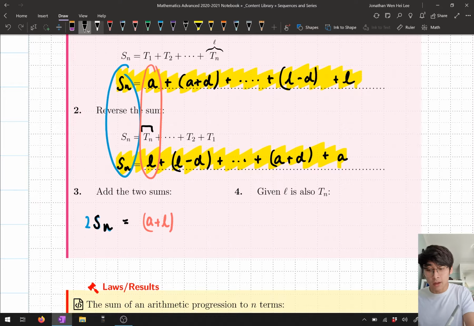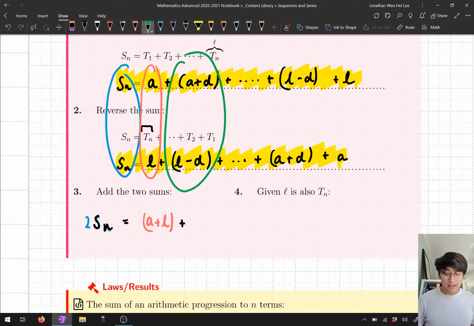Now, the next pair. If I add this next pair of terms, these two following terms, what happens? We've got A plus D plus L minus D. Well, the two D's are going to cancel each other out, and so what I'm left with is A plus L.